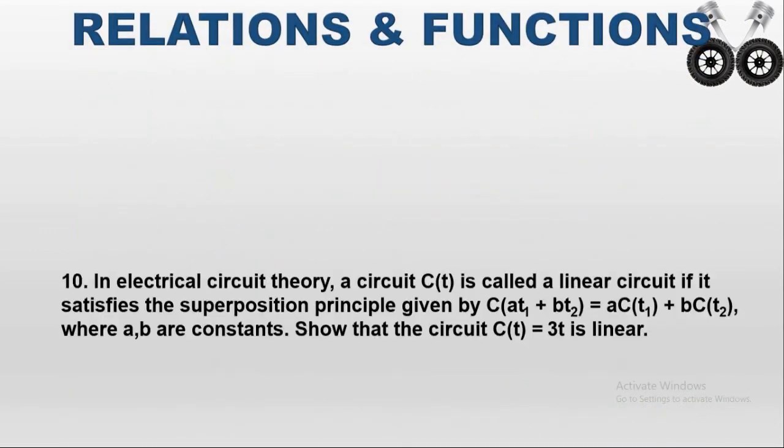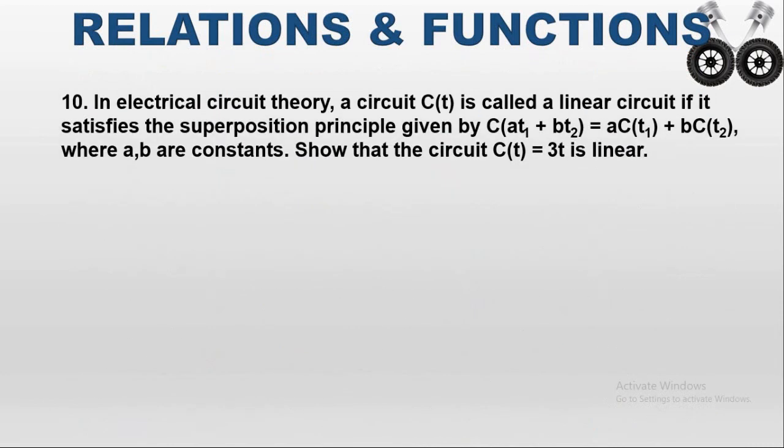Next one is question number 10. In electrical circuit theory, a circuit C of t is called a linear circuit if it satisfies the superposition principle given by C of at1 plus bt2 equal to a into C of t1 plus b into C of t2, where a, b are constants. Show that the circuit C of t equal to 3t is linear.